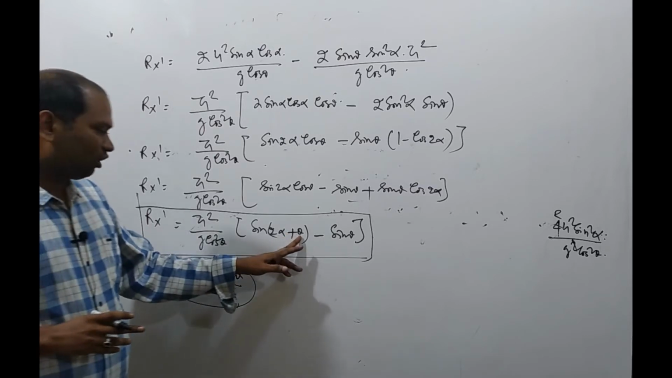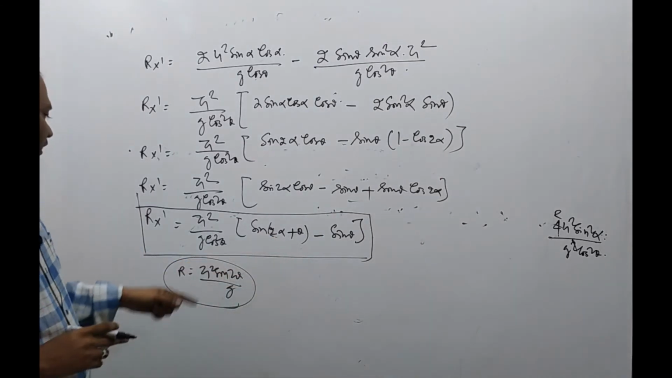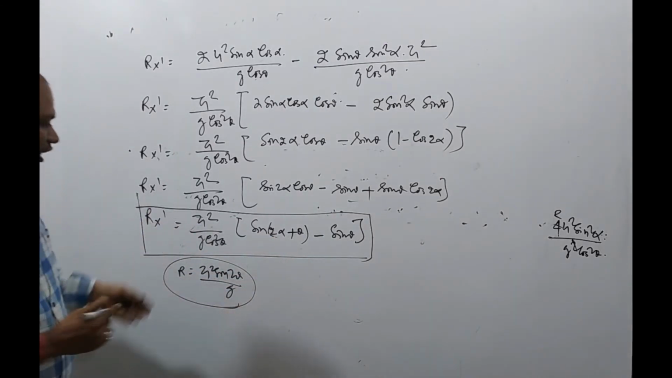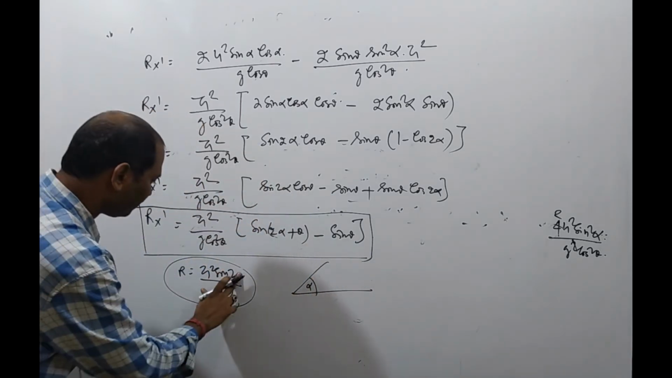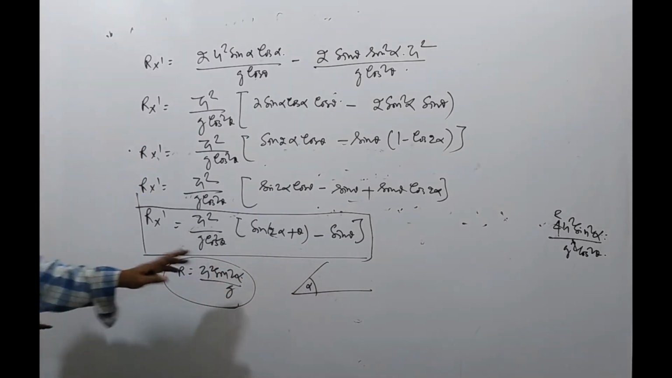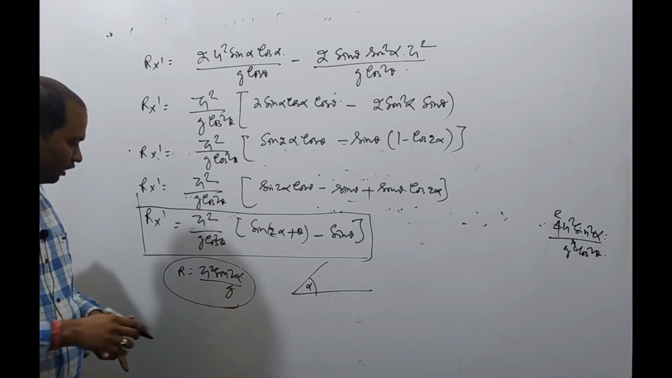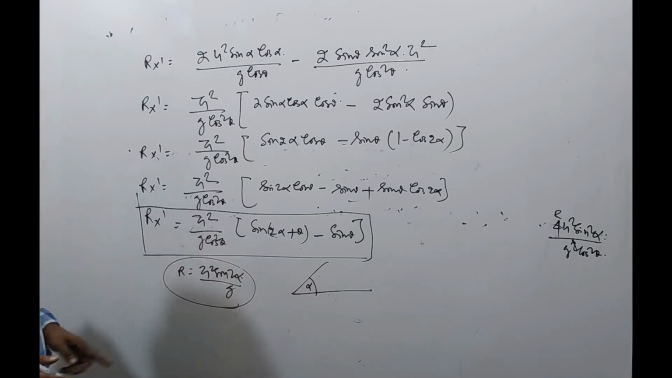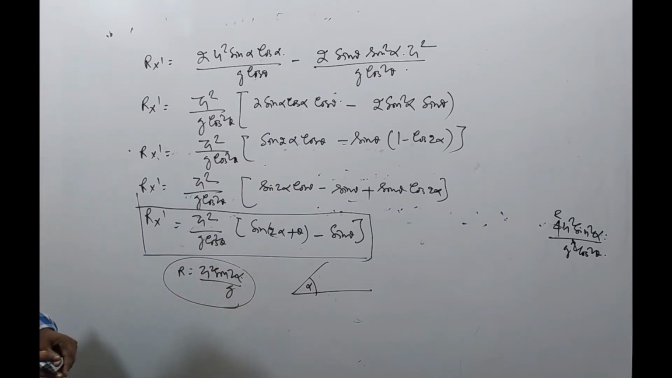If theta is equal to 0 degree, this will be 0 and this will be sin 2 alpha. So u square sin 2 alpha divided by g cos square theta. Putting theta equal to 0 degree, cos square theta will be 1, so R is equal to u square sin 2 alpha by g. Okay, satisfied or not?